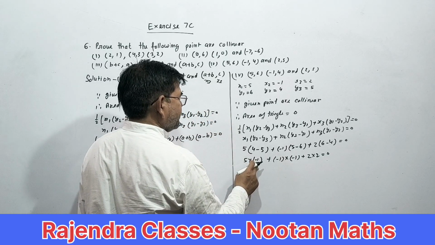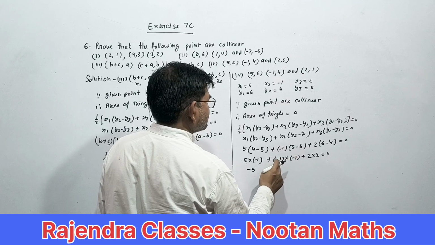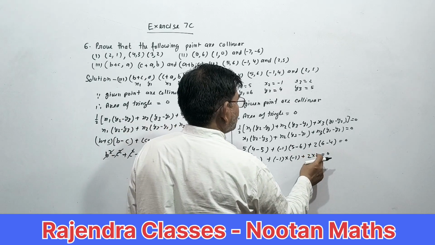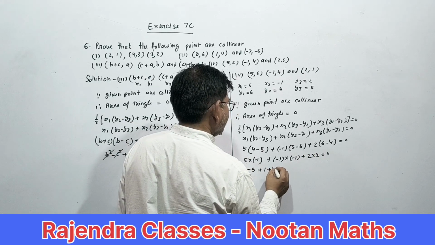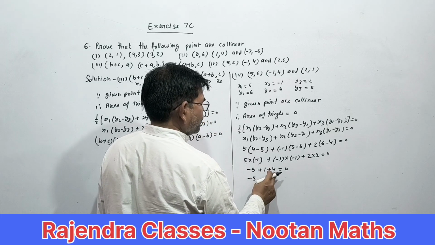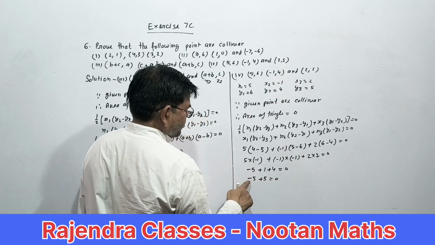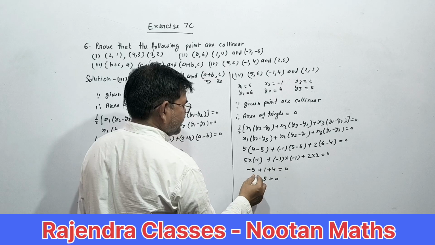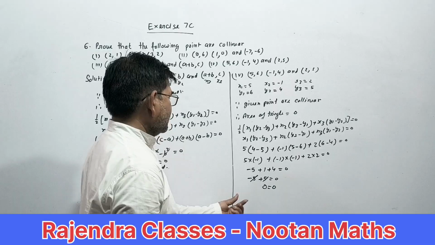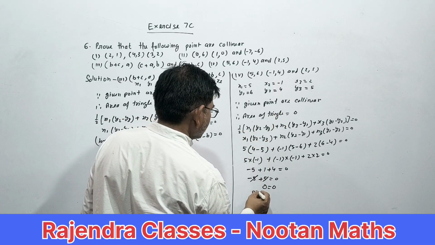Here 5 multiplied by minus 1 find minus 5, plus minus 1 times minus 1 find plus 1, plus 2 times 2 is 4, so we find plus 4 is equal to 0. Here minus 5, 1 is plus, 4 is plus, so find plus 5 is equal to 0. So here minus 5 and plus 5 both cross. Find equal to 0. Here we find 0 and 0. This is the collinear points proof.